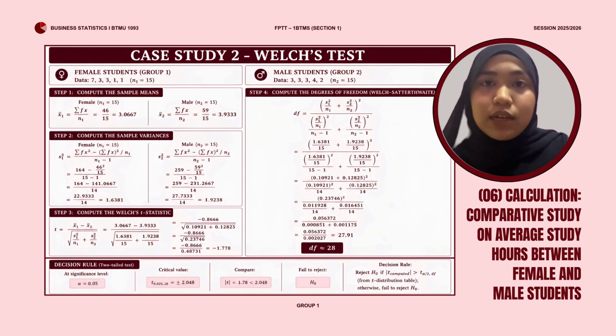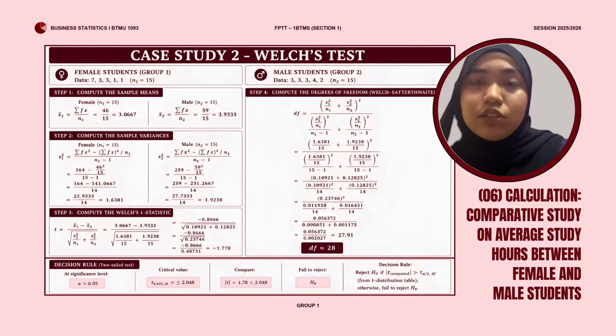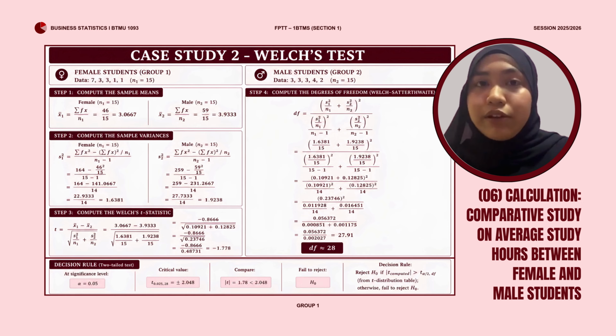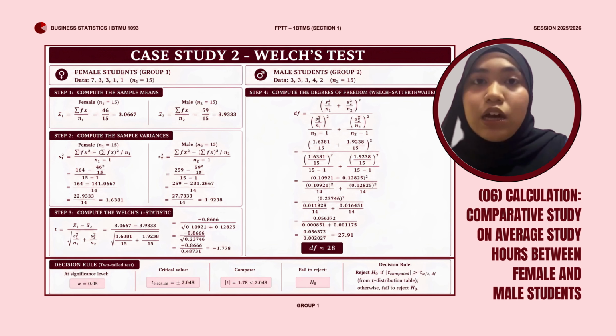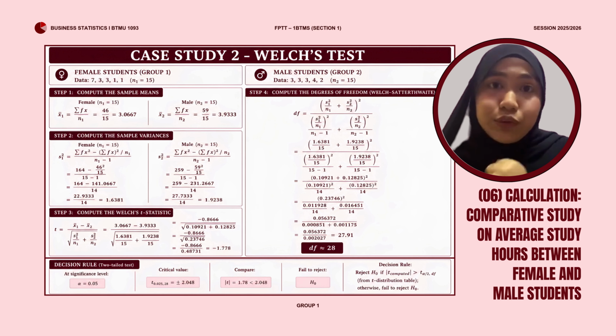Now, step 2 is calculating the sample variances. For female students, after substituting the values into the variance formula, we get sample variance equals 1.6381. For male students, the variance calculated is sample variance equals 1.9238. These variances show the spread or variation of study hours in each group.